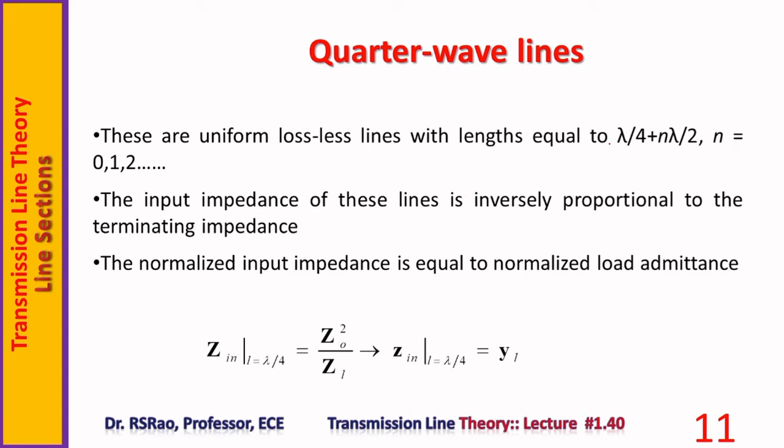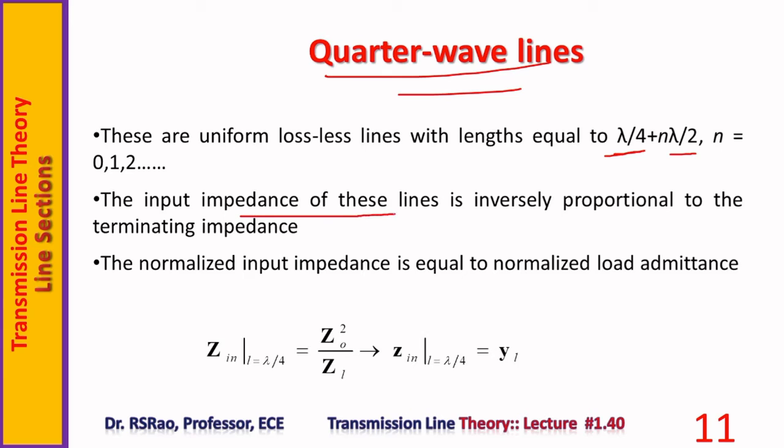Now come to the quarter wave line. These are uniform lossless lines. Again, uniform lossless lines, therefore their characteristic impedance is real. Their lengths are lambda by 4 plus n lambda by 2, n is 0, 1, 2, etc. So basically, these are lines whose length is lambda by 4.